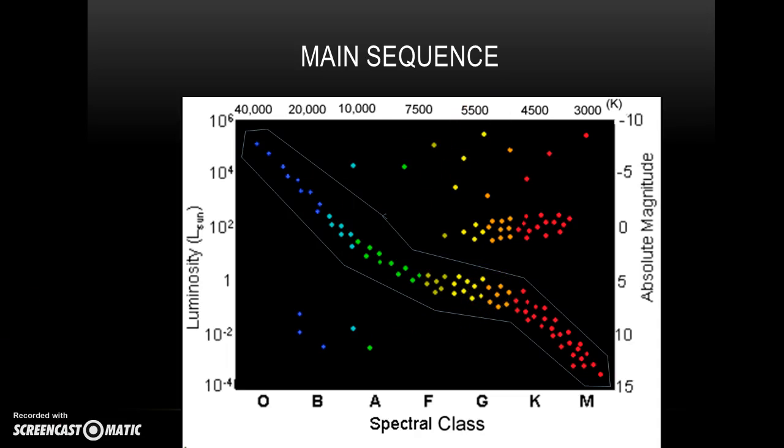The main sequence runs from the top left to the bottom right, and it's a curved line that goes through the middle of your diagram. Our sun again is right about here. Your more massive stars tend to fall a little bit higher and more on the blue side of the spectrum.